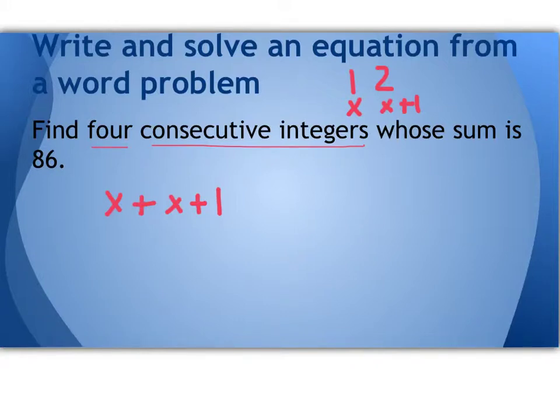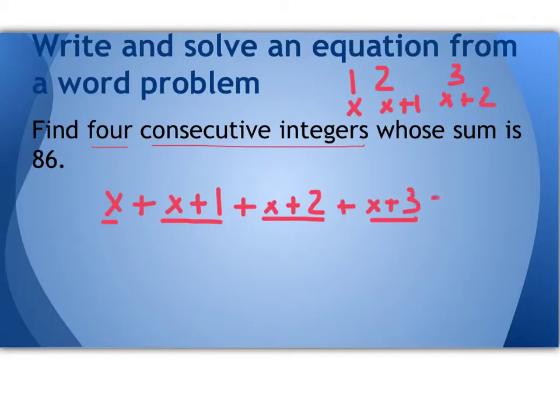And so on. I could do the same thing with 3. It would be x plus 2. So the 1 plus 2 would be 3. And that's how you're going to write these. So we've done the first one. I've done the second one. Here's the third one. And here's the fourth one. And together the sum, so I knew I was adding, is 86.